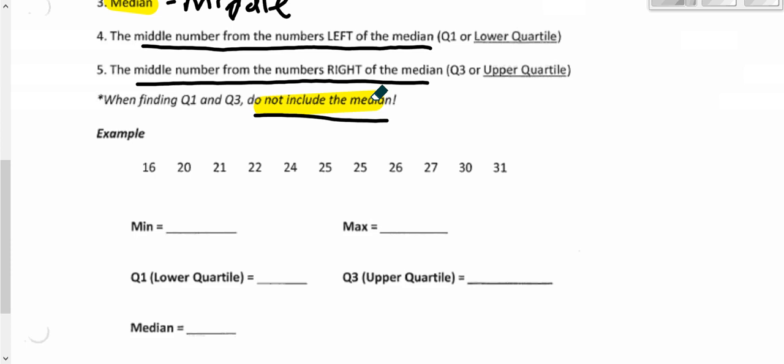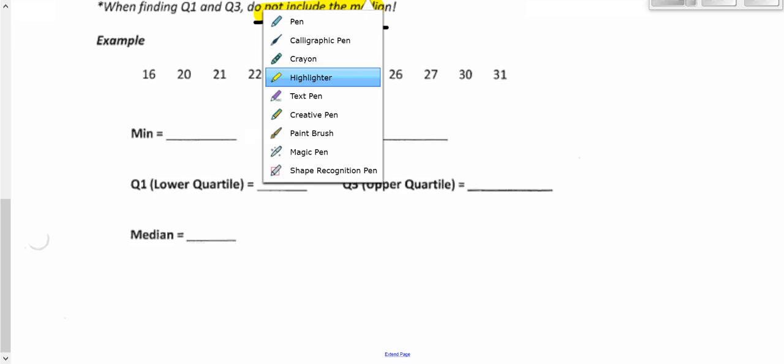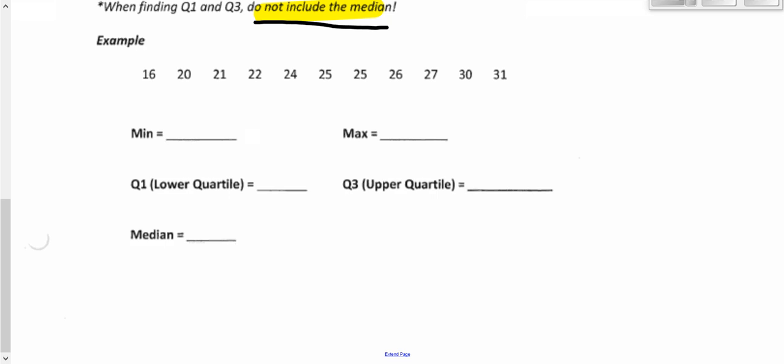Let's look at this example to wrap our heads around this 5-point number summary. Luckily for us, our numbers are already written in order from least to greatest. Now I want to get to my median, so I'm going to count. I'm going to underline instead of crossing out so we can still read the numbers. So 1 low, 1 high, 1 low, 1 high, all the way until we get to our median, which is 25.